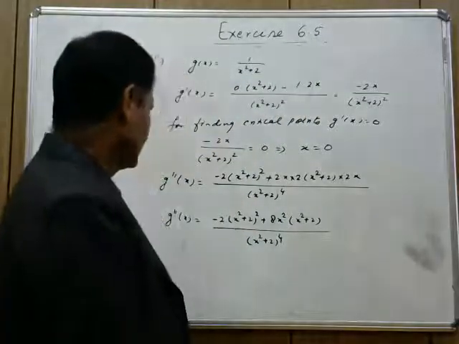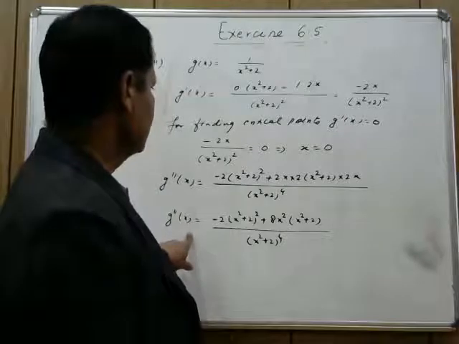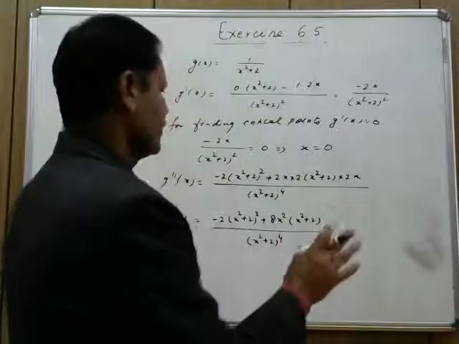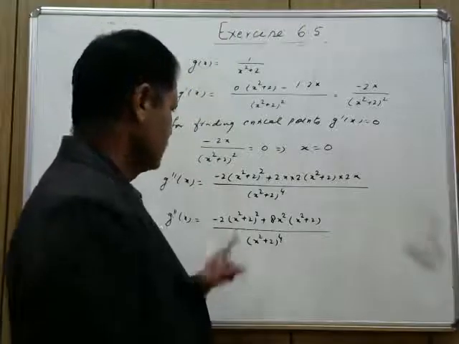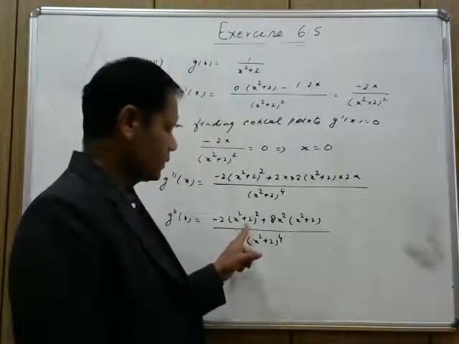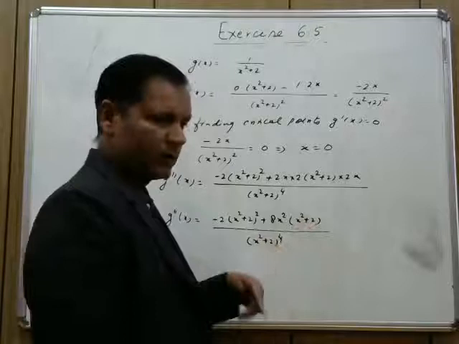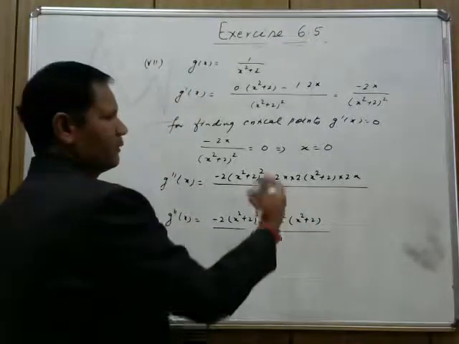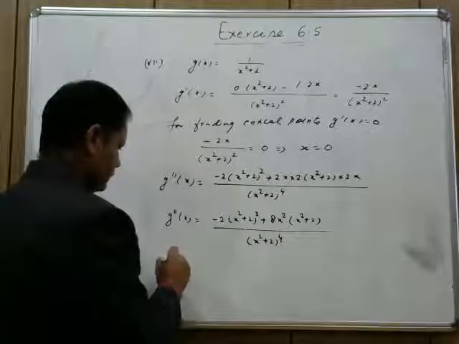So now we'll find out g double dash of x at x equal to 0. Instead of solving further, I can solve it further also, because here x square plus 2 is common and I can take it common and put the value. But instead of that, put the value x equal to 0. I will find out now.